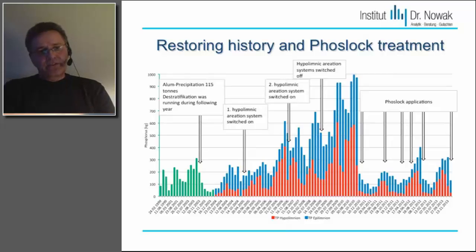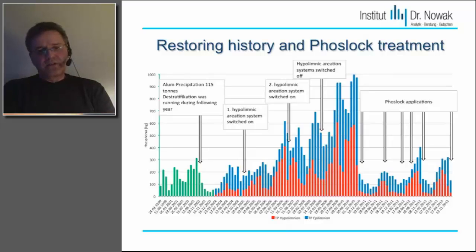They installed a first hypolimnetic aeration system, then a second one, but they couldn't reduce the phosphorus concentration in the water body. The phosphorus concentration increased and increased. Finally, they switched it off, and a very high amount of phosphorus was released. That was in 2010, nearly 1 ton of phosphorus released into the water body. We carried out a Phoslock application in late 2010 and had a reduction from 1 ton to 50 kilograms.